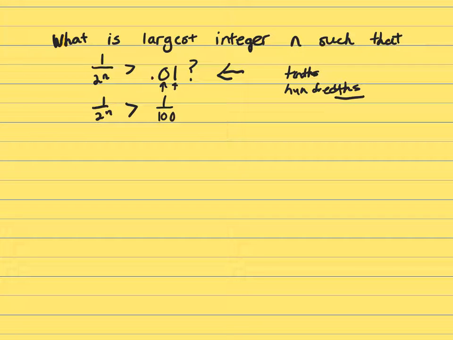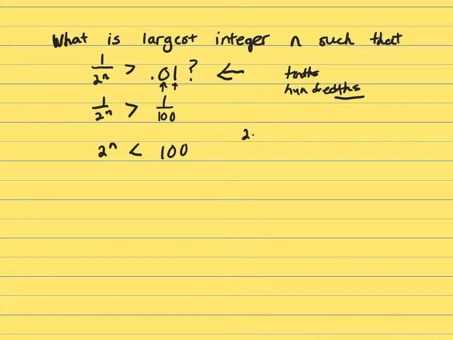Now with inequalities, if you flip them, if you do the reciprocal of each one, it reverses the inequality symbol. So let's figure out what's the largest value of n that will make 2 to the n less than 100.